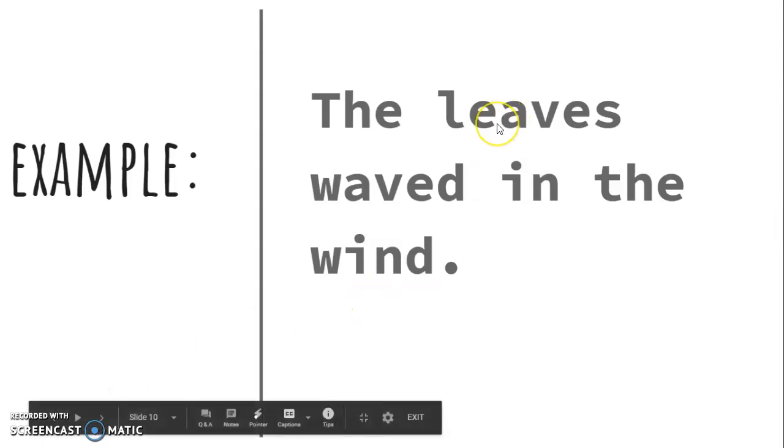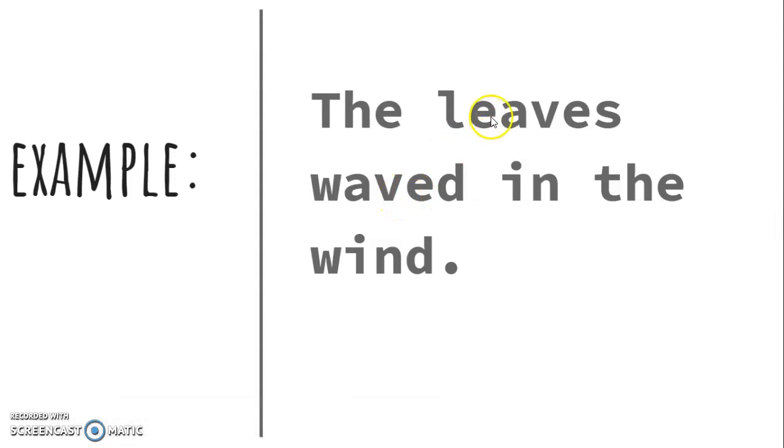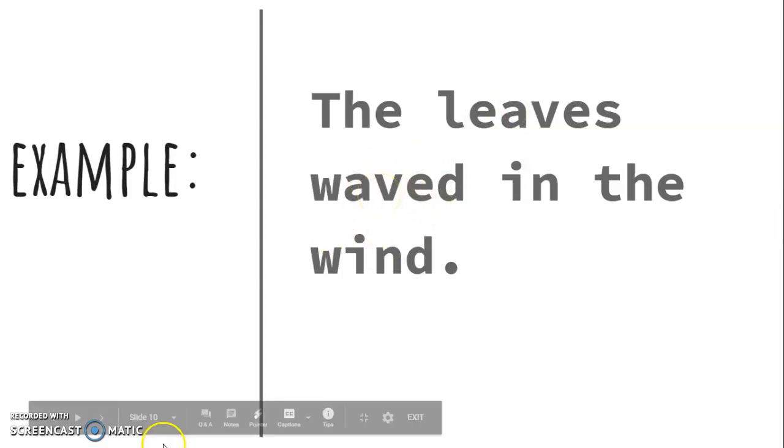Well, the leaves are the object and they're waving. Well, we know leaves can't wave because they don't have hands. So therefore, the leaves are being personified, and the human trait that is being given to them is that they have the ability to wave. Okay? So that is it for your notes.